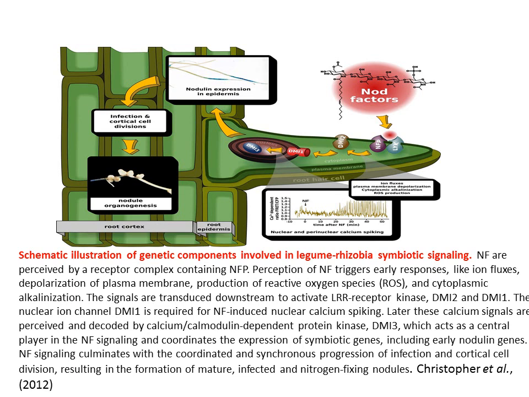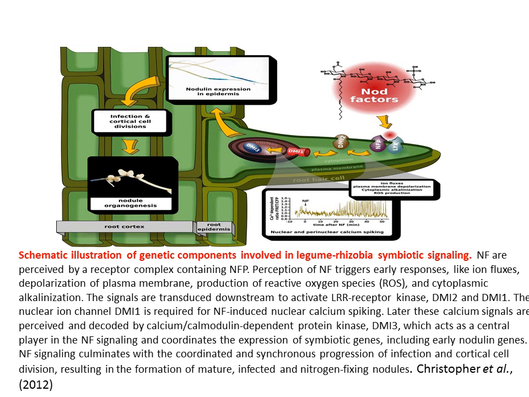Later, these calcium signals are perceived and decoded by calcium calmodulin dependent protein kinase and DMI3, which acts as a central player in the nod factor signaling and coordinates the expression of symbiotic genes, including early nodulin genes. Later, nod factor signaling culminates with the coordination and synchronous progression of infection and cortical cell division, resulting in the formation of mature infected and nitrogen fixing nodules.